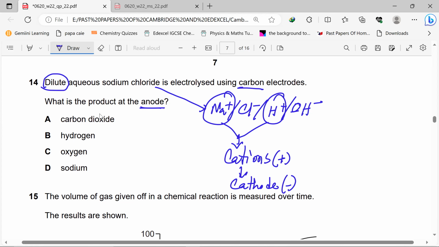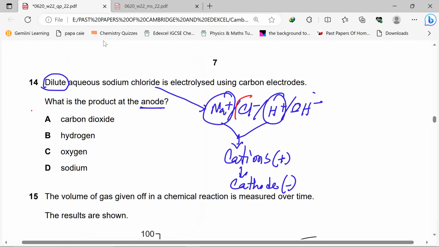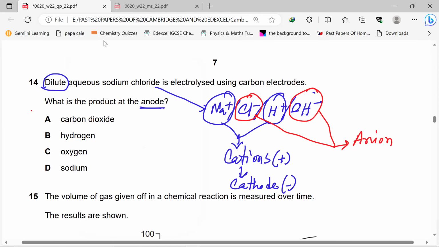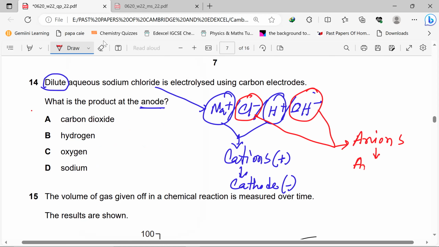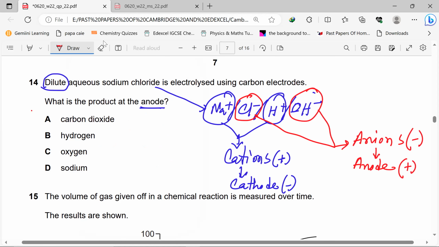And they're asking for anode. So anion will definitely go there. Let us change the color of the marker. Chloride and hydroxide both are anions, so they will go to the anode, right? Because they are anions. Cations are positive and anions are negative, so anions go to the anode, which is positive. Anode is the positively charged electrode.